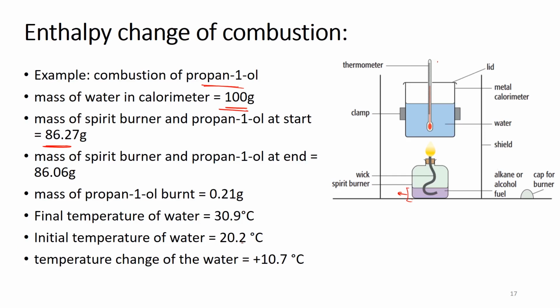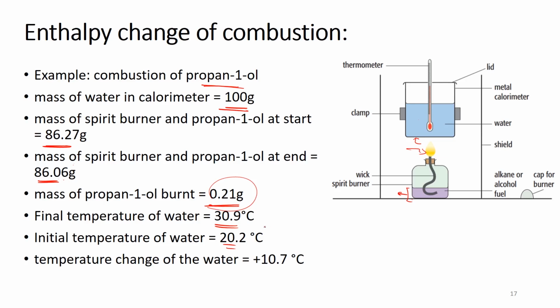So if my initial temperature is 20, then we start to combust, to ignite the propanol using this burner, and we need to know the amount of heat that increases the temperature of water. Now the final temperature recorded is 30.9, and the mass of the spirit burner at the end of my reaction is equal to 86.06. This means there is a difference in grams, which is equivalent to 0.21. This means we burned around 0.21 grams of propanol.